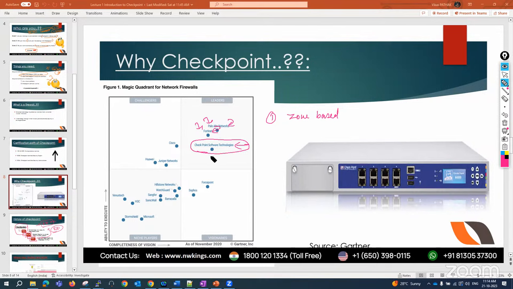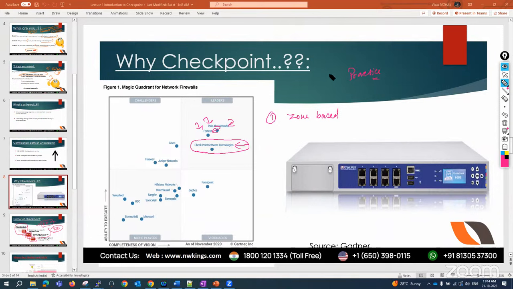If you want to learn a good firewall where your firewall understanding and your security level understanding accelerate, you can start from Checkpoint. If you are new to security, I would highly recommend starting your career from Checkpoint. And there is huge demand in the market for Checkpoint engineers. The reason is that Checkpoint needs practice.